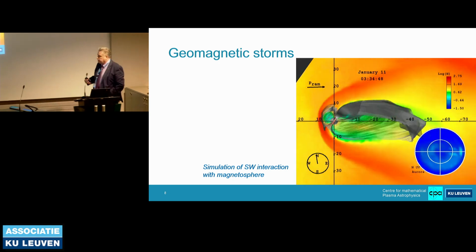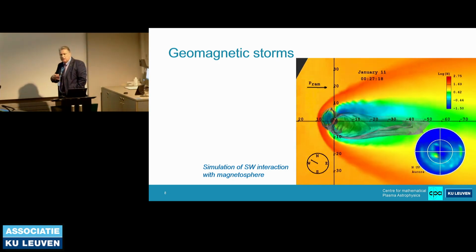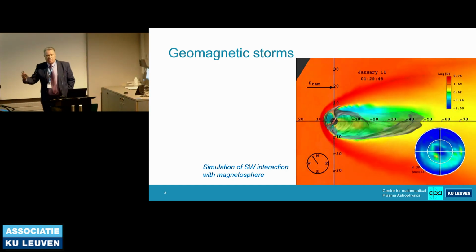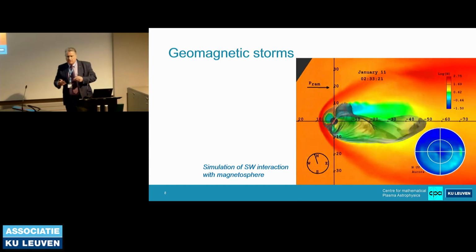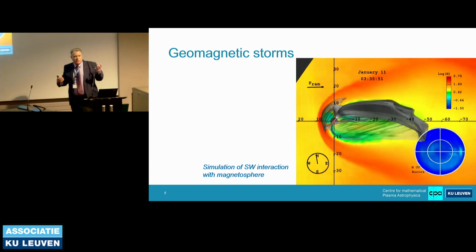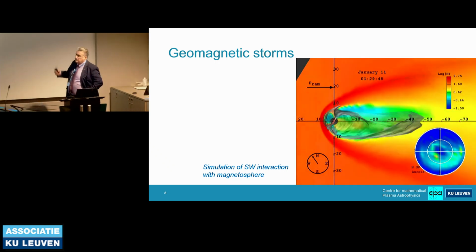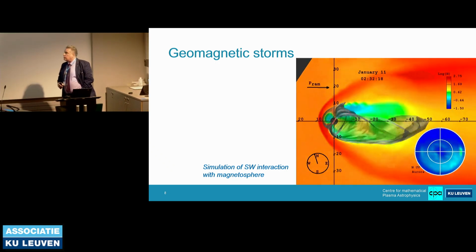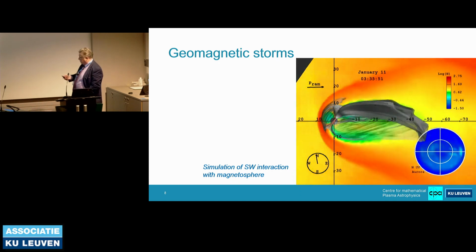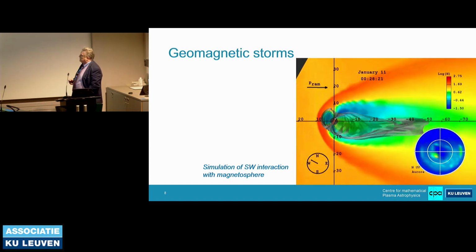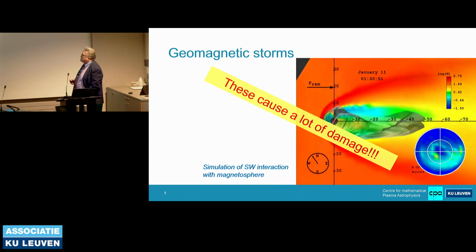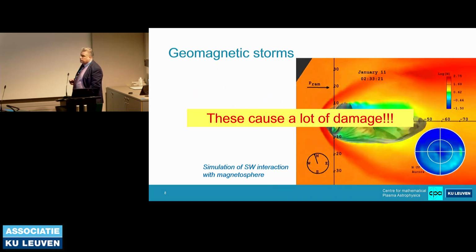So on Earth, there are electric fields induced on everything that is long and conducting, like pipelines, oil pipelines, or the power grid, even long bridges. We sometimes see these geomagnetically induced currents. And this is, of course, not good. This is affecting our technology. So there's a lot of damage caused by the space weather.